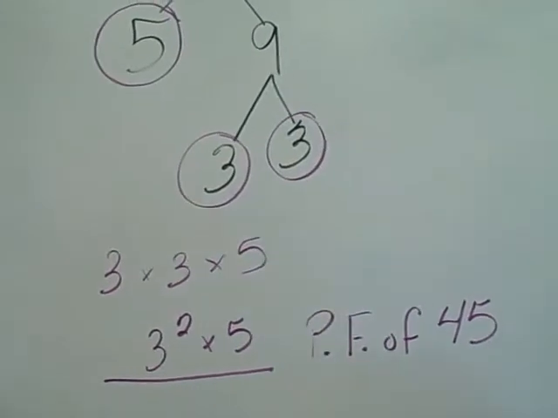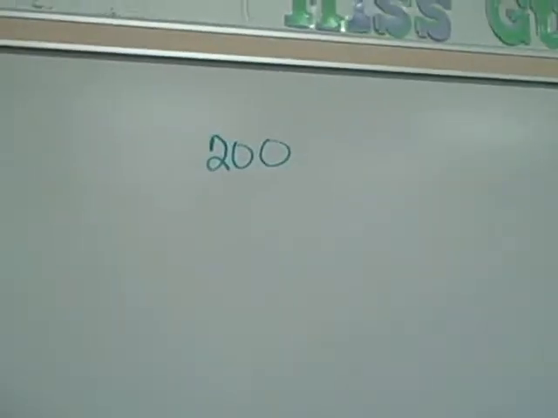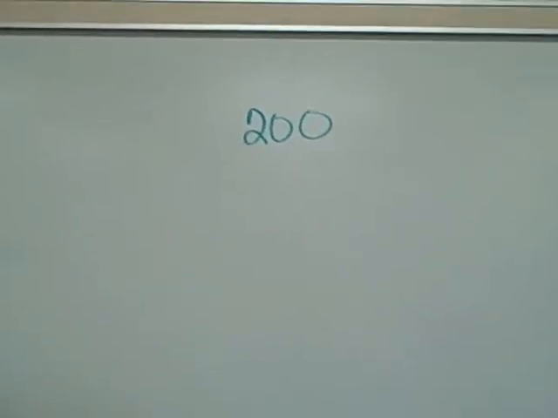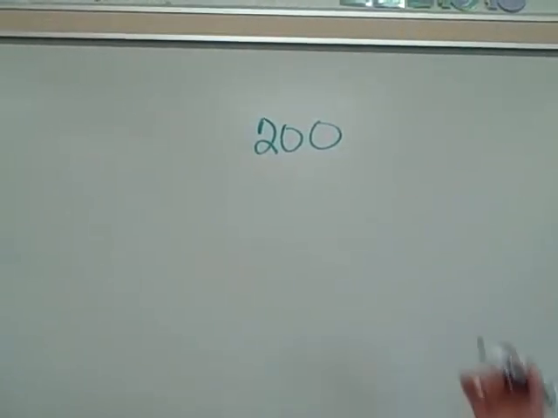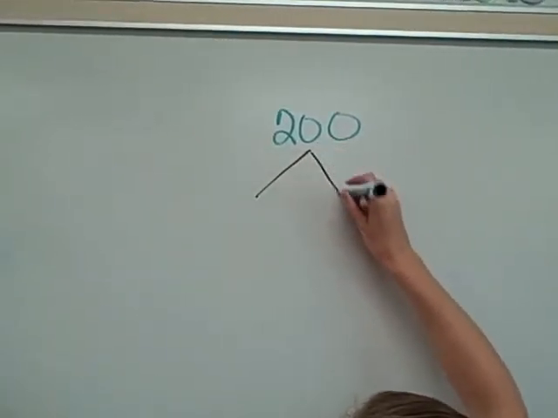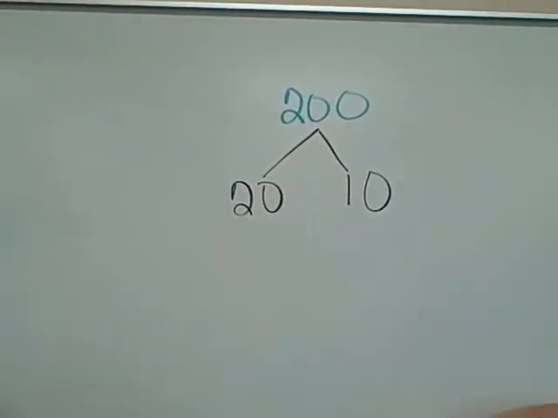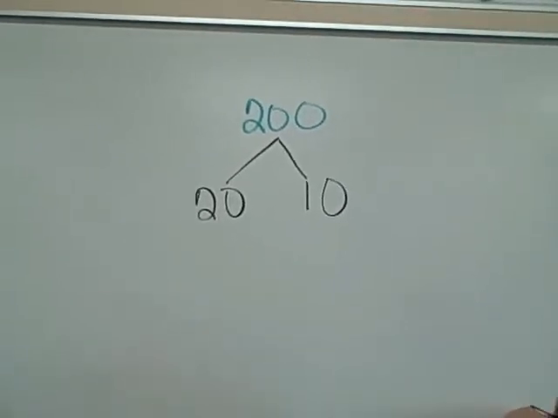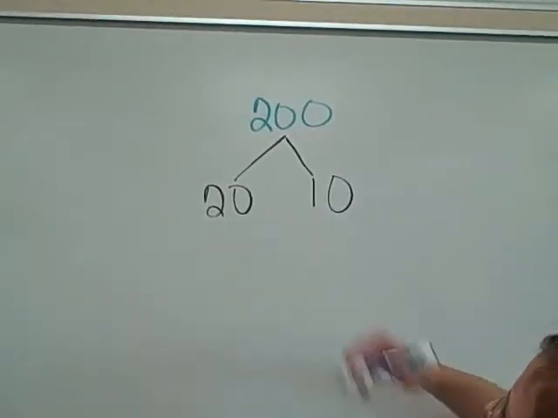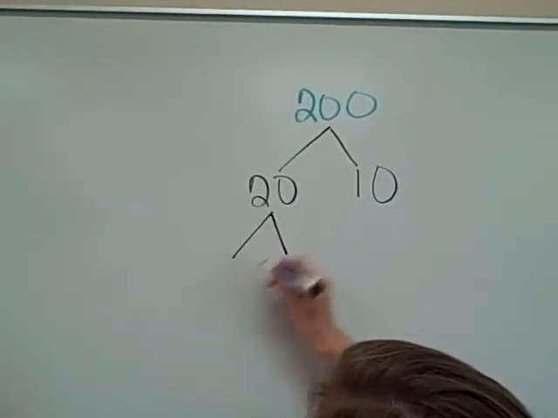Okay, let's move on to the next one. We have 200. You can pick any numbers that you want. Instantly jumping out at me is the numbers 10 and the number 20. These are both composite because more than 2 factors can go into them. So we're going to break each of them up. 2 and 10.